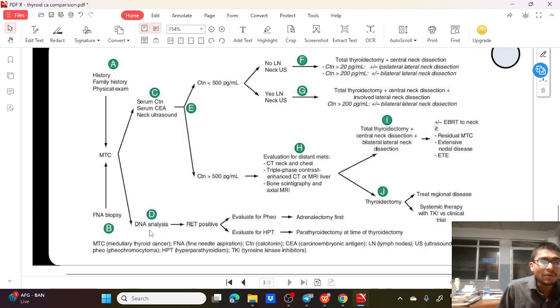Now for familial, we go for a DNA analysis if we are considering familial positivity. So if it is RET positive, we evaluate for pheochromocytoma again and hyperparathyroidism. So if it is positive, then for pheochromocytoma, the adrenal is removed first, adrenalectomy is done first, and then for hyperparathyroidism, parathyroidectomy is done along with thyroidectomy. So these surgeries are done in stepwise fashion. First adrenalectomy, then thyroidectomy along with parathyroidectomy. So this is the flowchart for management of medullary thyroid cancer.